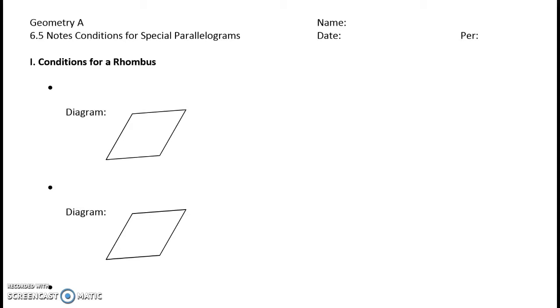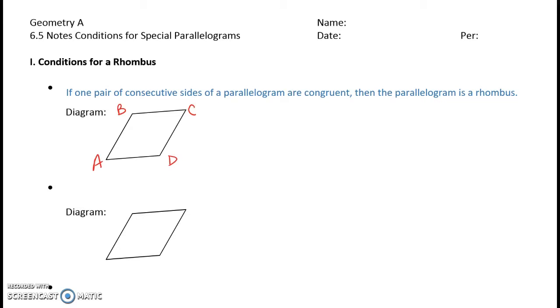Okay? So our first condition for a rhombus says that if we have a pair of consecutive sides of a parallelogram that are congruent, then the parallelogram is a rhombus. I want to highlight again, notice how it's talking about a parallelogram, not a quadrilateral. So that is kind of an embedded condition. We want to know we've got a parallelogram first, and then its consecutive sides need to be congruent for this to be a rhombus.